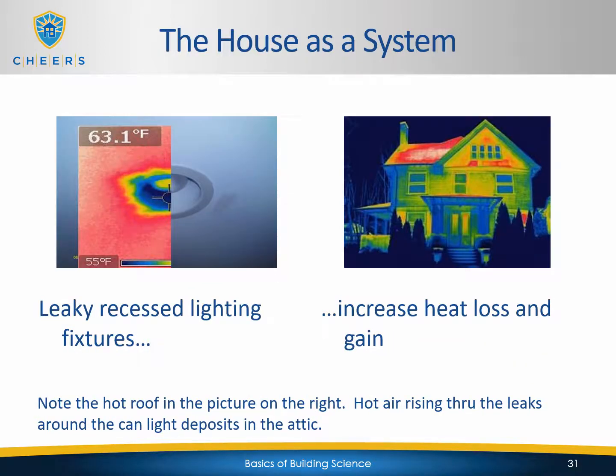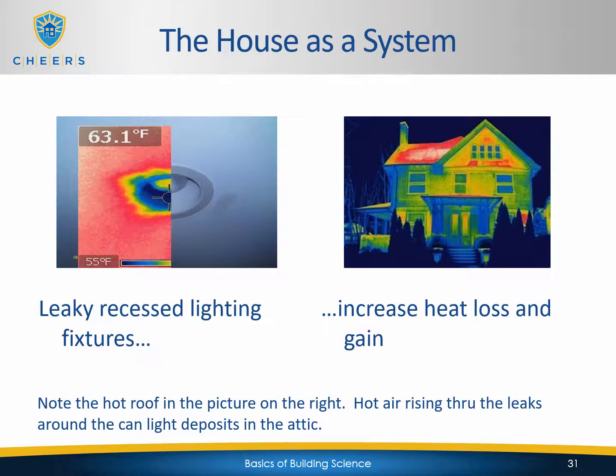Another example, you have leaky recessed lighting fixtures, and you see pictures here with thermal camera. Increased heat loss and gain. So please note on the right hand side, the hot roof in the picture on the right, the hot air rising through leaks around the can light fixtures in the attic. Again, that goes with heat losses, right?